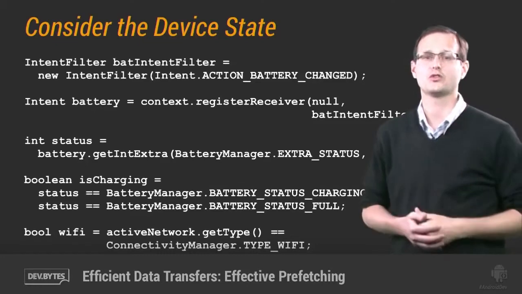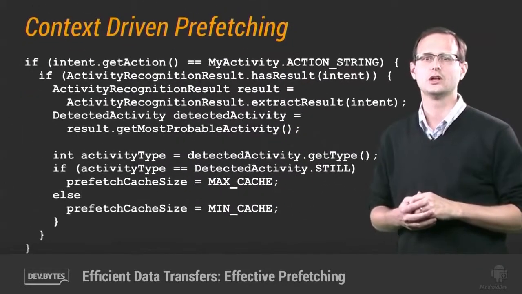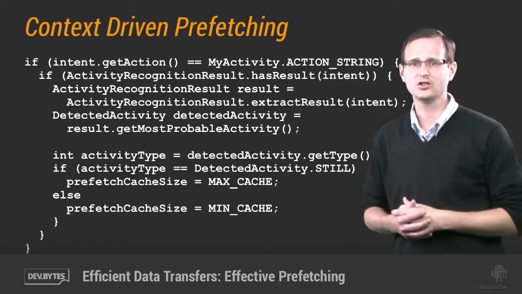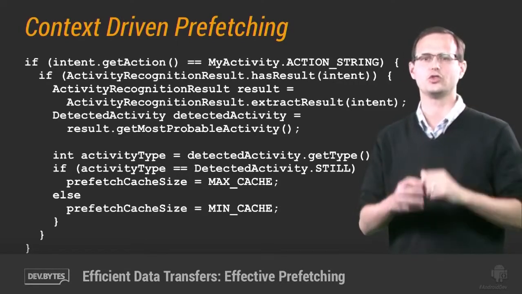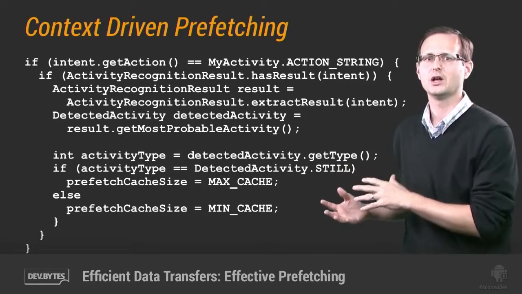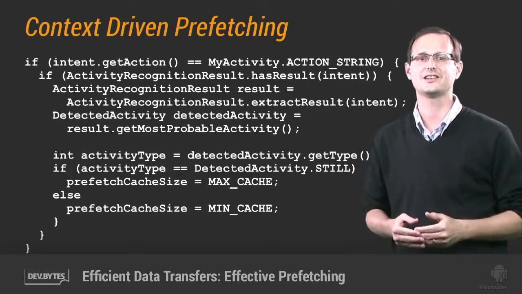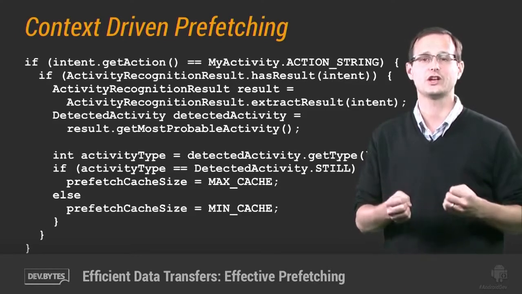And as long as you're monitoring the device state, why not take it a step further and track the current activity of the user? Using the new location-based Services Activity Recognition API, you can modify the aggressiveness of your prefetching based on what the user is doing. In this example, we're going to increase the amount that we prefetch when the user has the app open and is standing still. The assumption being that they're more likely to be browsing articles while stationary than if they're riding a bike.